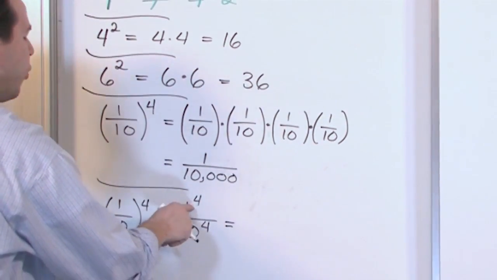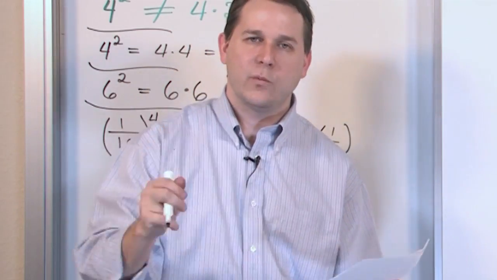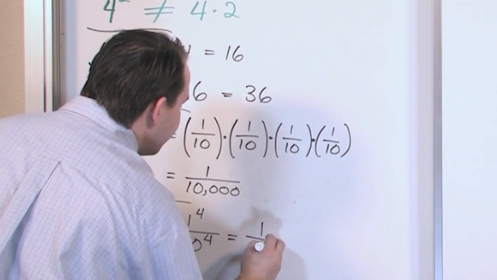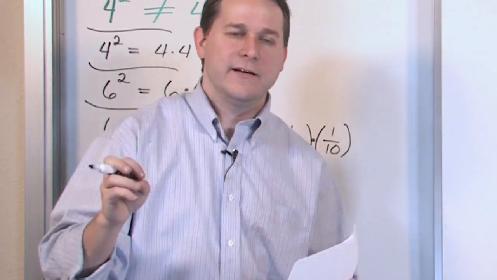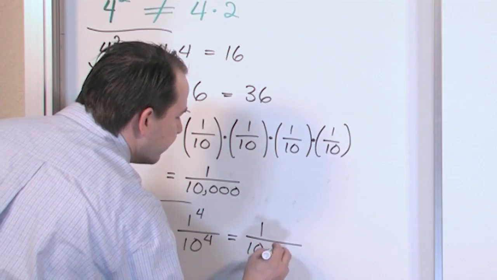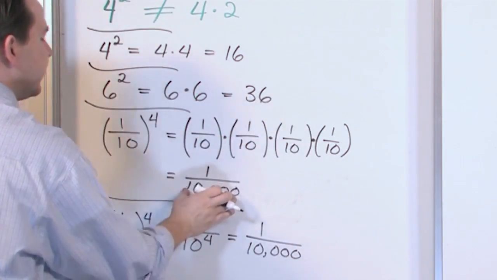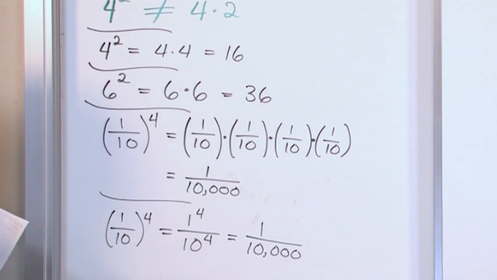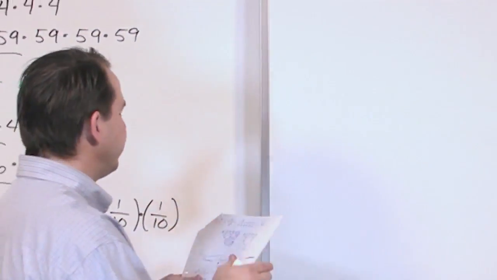To make sure you understand that, what is 1 raised to the 4th power? Think about it. That's 1 times 1 times 1 times 1, which is 1. So that would be a 1 on the top. What is 10 raised to the 4th power? That would be 10 times 10 times 10 times 10. We've already figured out that that was 10,000. So we get the same answer either way. If you break it up like this, you get this answer. If you apply the exponent to the top and the bottom, you get exactly the same answer. They're both equivalent.